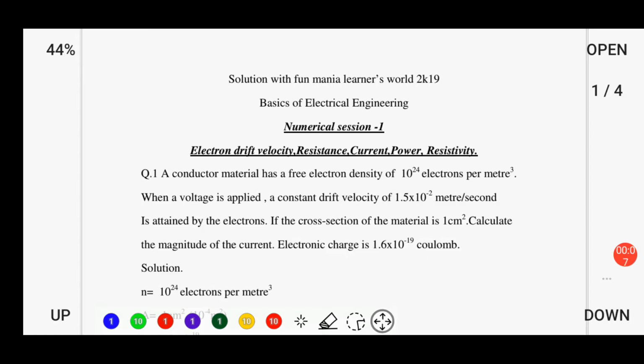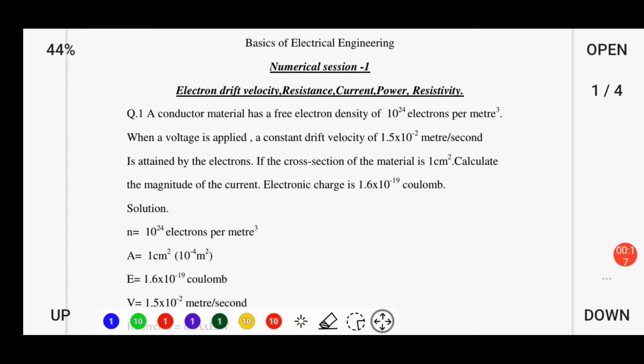In today's session, continuing with the basics of electrical engineering, here we have brought up a numerical session for you on the topic electronic velocity, resistance, current, power and resistivity. So in today's session, here we will be explaining some of the numerical problems related to how to find the current, how to find the electronic velocity and how to find the power absorbed by a given circuit whenever certain quantities are given, and the various kinds of questions faced by the candidates in the examinations. So it will be very beneficial for the first year engineering students. So let's start with our topic without wasting our time.